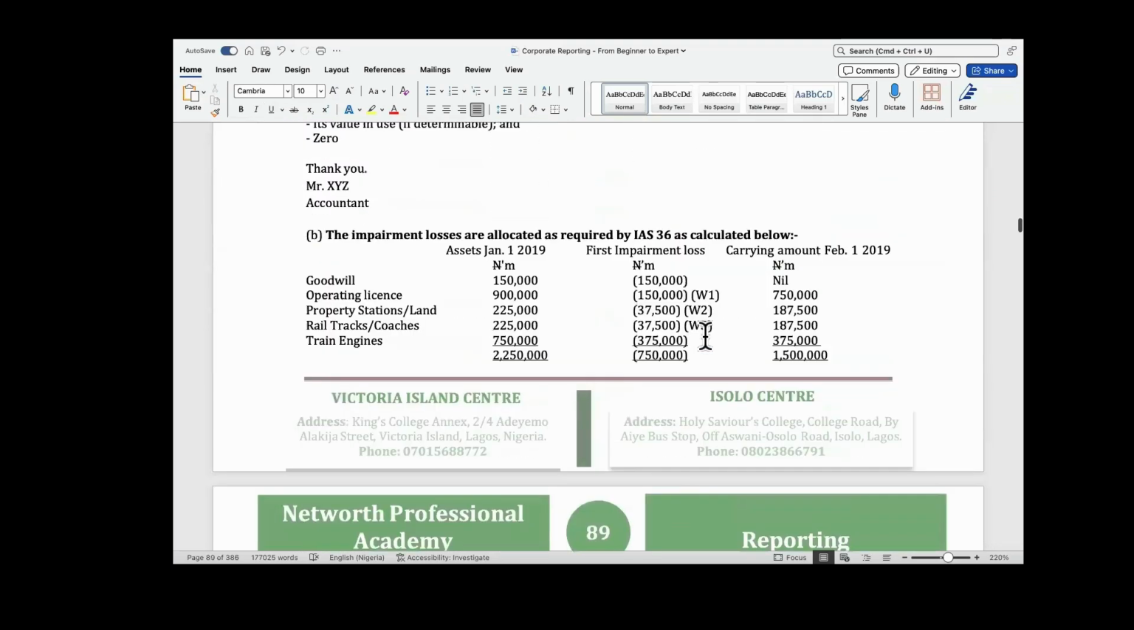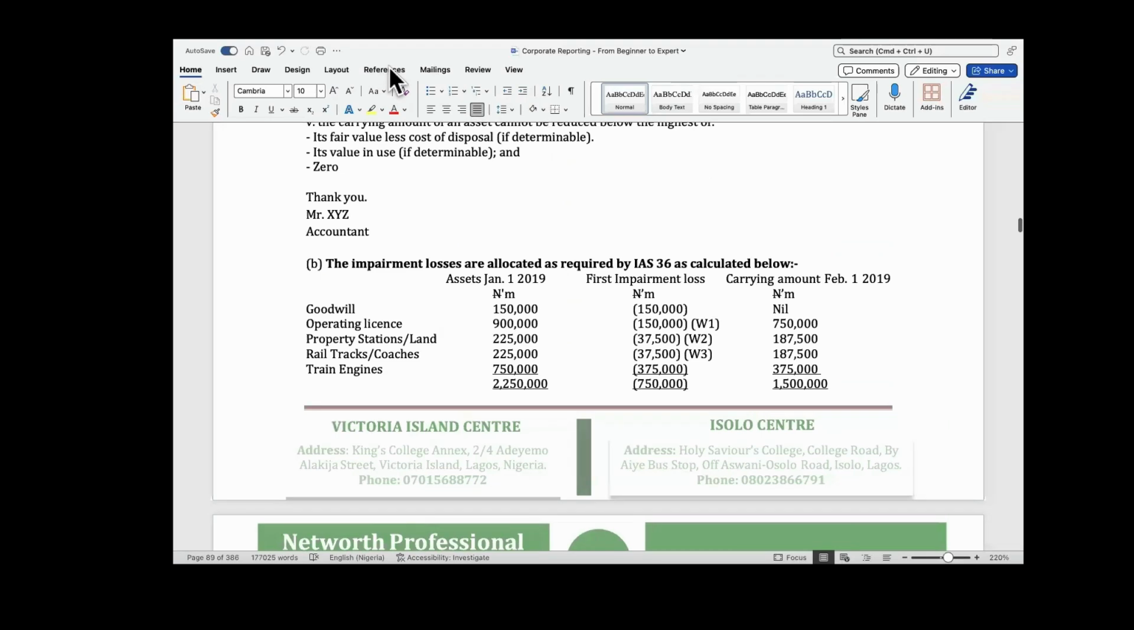So, please, I have a question. Oh yeah, please ask. Yeah, so concerning the train engines, right? You mentioned in the first solution that the reason why you didn't impair it was because it was mentioned in the question that the value is the selling price as at February. Then as at March, the question also said that's the selling price at March 2019, because you didn't also impair it during March.